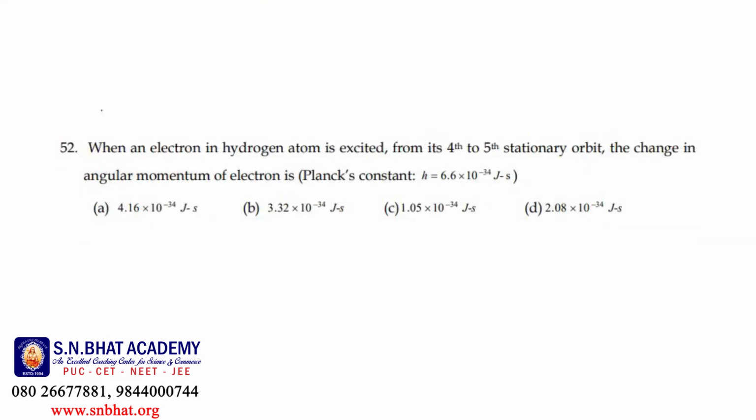Next is question number 52. When an electron in a hydrogen atom is excited from the 4th to the 5th stationary orbit, the change in the angular momentum, where h is Planck's constant.